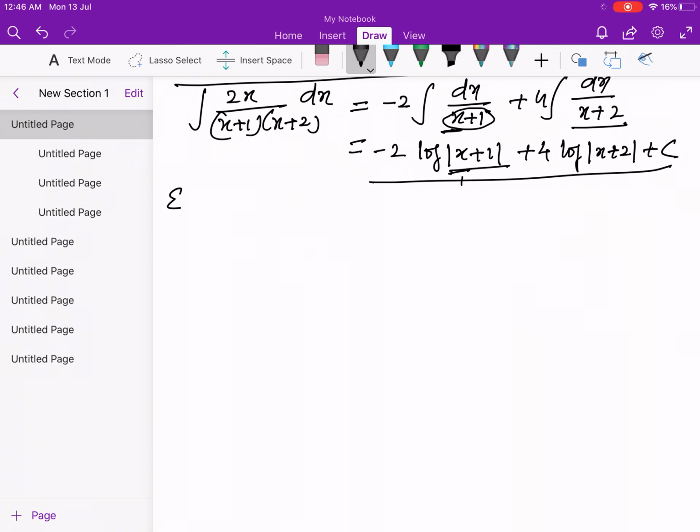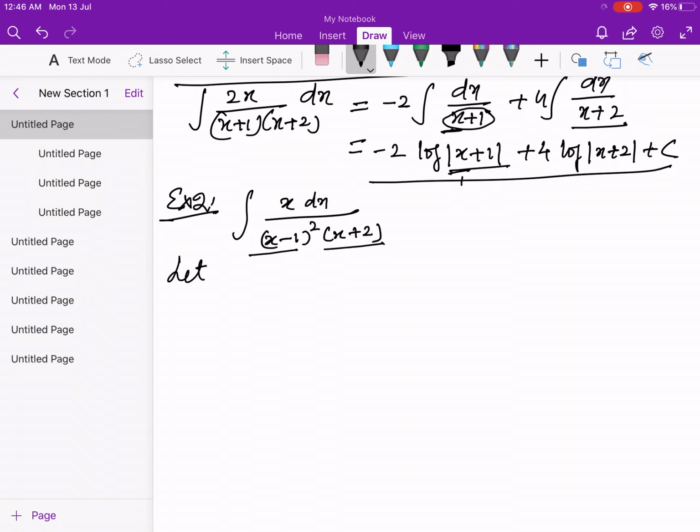Next example, it is integral of x dx over (x minus 1) whole square into (x plus 2). Since they are in the form of polynomials, the degree of numerator is 1 and the degree of denominator is 3. So it is a proper rational function, so we can do partial fraction of this.